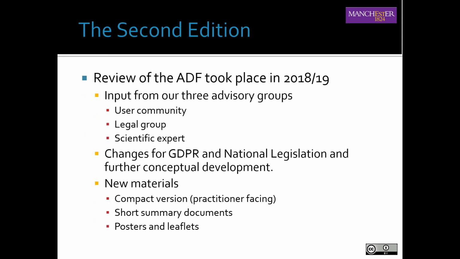In the second edition, the review of the book took place in 2018 and 19. There was input from 3 advisory groups: the user community, the legal group and the scientific expert committee. Changes for GDPR and national legislation and further conceptual development happened. There are new materials: there's going to be a compact version released very shortly, practitioner-facing, short summary documents and posters and leaflets, and we're looking at producing an app.